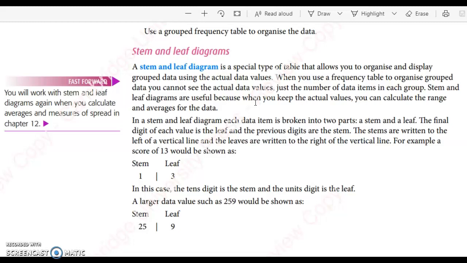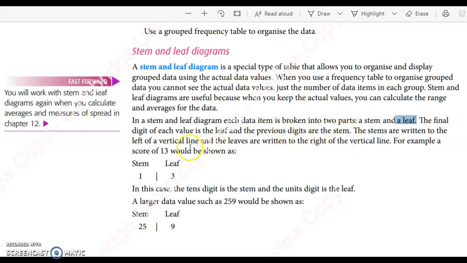So this is a special type of table that allows you to organize and display grouped data using the actual data values. For example, in here we have some data, and the data consists of numbers in the tens place. So you will break the data into two parts. The first one is the stem and the second one is the leaf. The final digit in each value is the leaf and the previous digits are the stem.